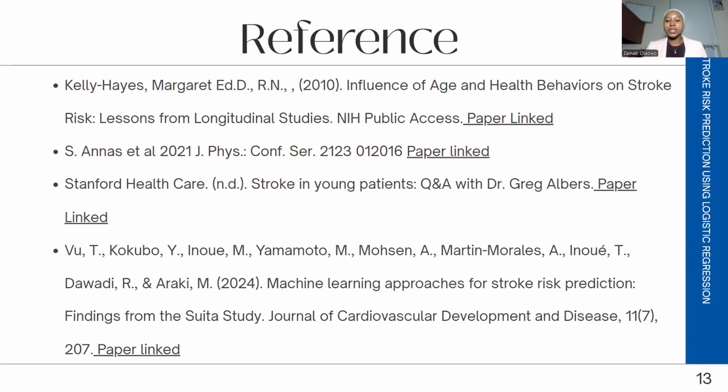So these are some of the references. These are some of the papers that I looked at, all of those literature reviews that I spoke about the other time, but these are all of them.